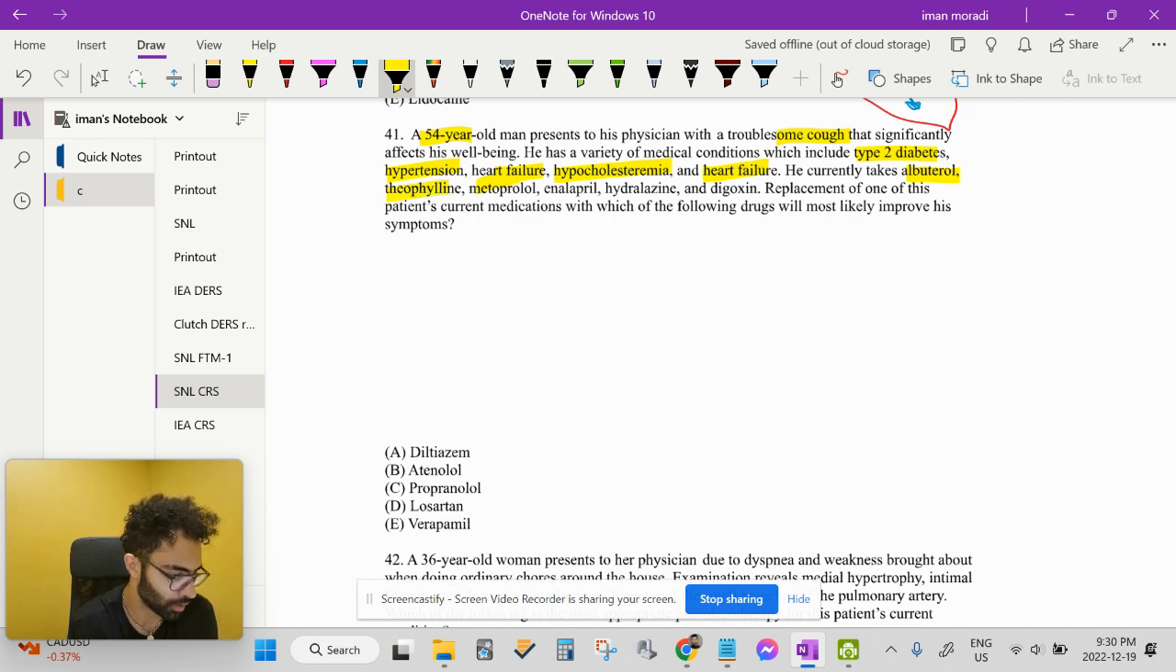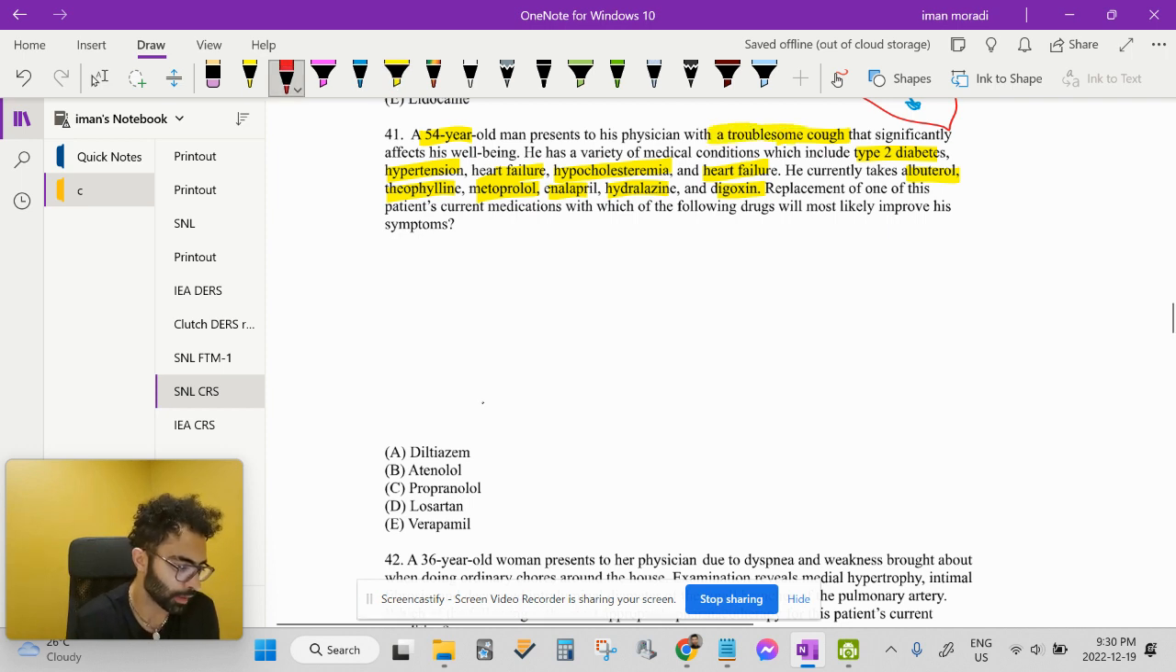albuterol, theophylline, metoprolol, an ACE inhibitor, hydralazine, digoxin. What is it? Oh, he's got some cough.